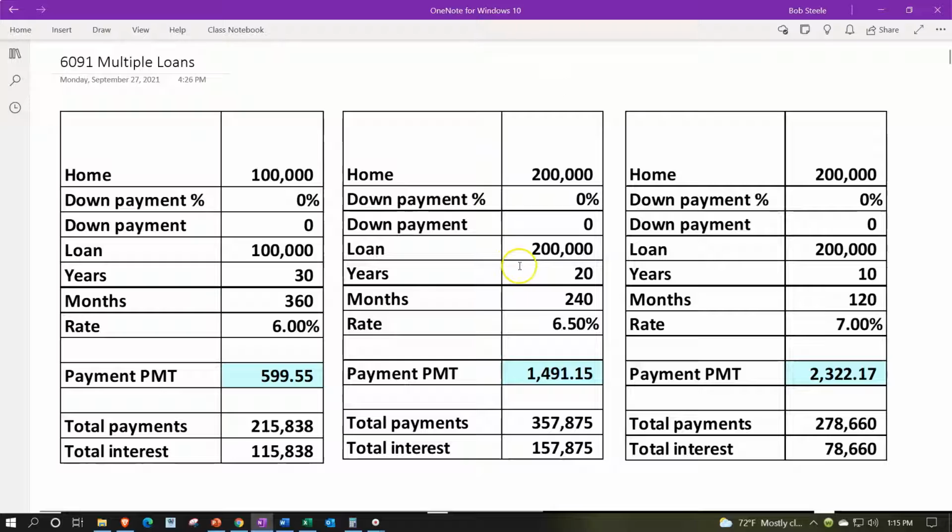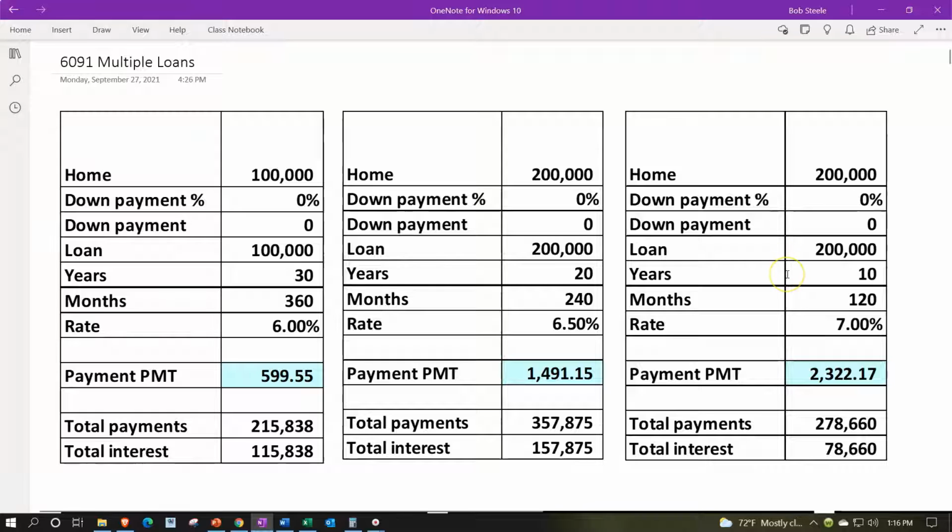The second loan, $200,000. We're going to say this one has a different term to complicate things a little bit. It's not a 30-year, it's a 20-year. 20 times 12 would give us 240 payments. The rate's going to be a little bit higher on the second loan, at 6.5%. The payment calculation based on that information is $1,491.15.